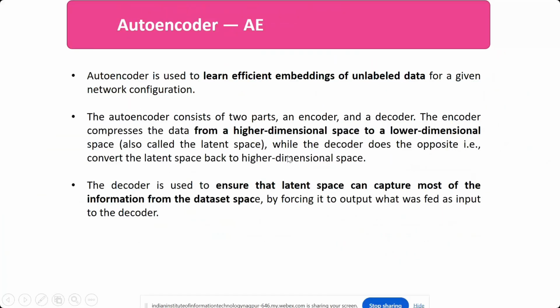So the first architecture that has come was the autoencoder. You may have already seen this, but quickly I will recap this, because it shows how it has evolved and where we are now. That's why I have created the slides in that way. An autoencoder is used to learn efficient embeddings of unlabeled data, that is, as I have mentioned, an unsupervised problem. You are just exposing the model to data where labels are not provided, and your model is only learning the distribution of data. So it learns efficient embeddings of unlabeled data for a given network configuration.